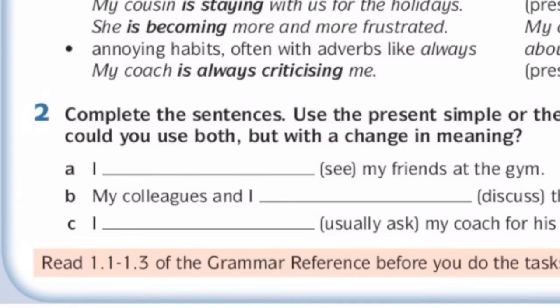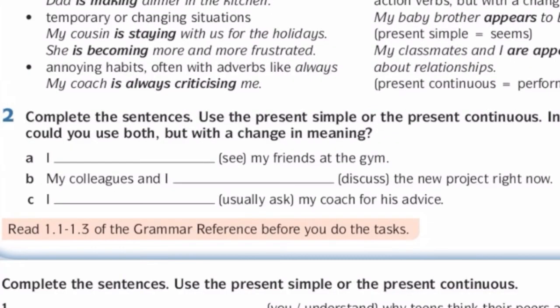The second answer is: I am seeing my friends at the gym. Here, the word see is written in the present continuous because it shows an action and it shows your future plan. It basically means that you're planning to see your friends at the gym in the future. For practice B: my colleagues and I are discussing the new project right now. The word discuss is an action word, and we use present continuous because the time clue given is right now. So that means my colleagues and I are in the middle of the discussion at the time of speaking.